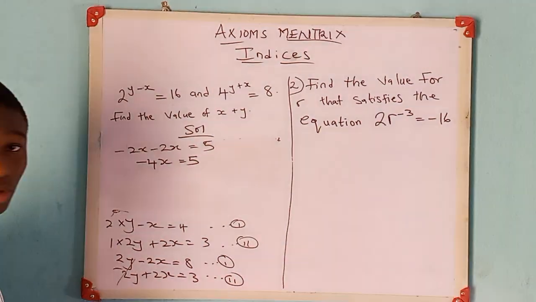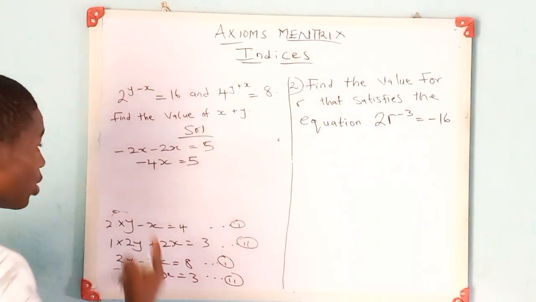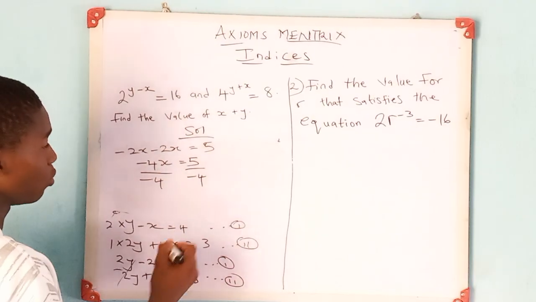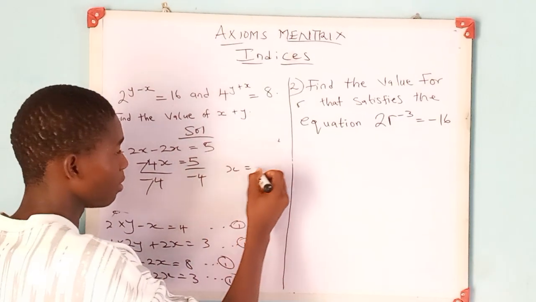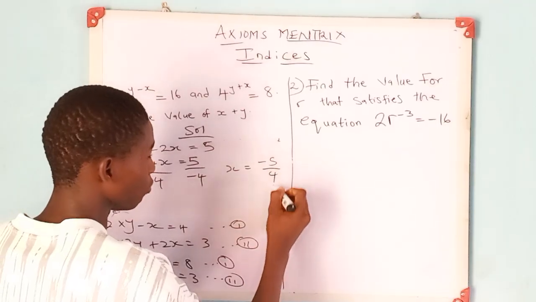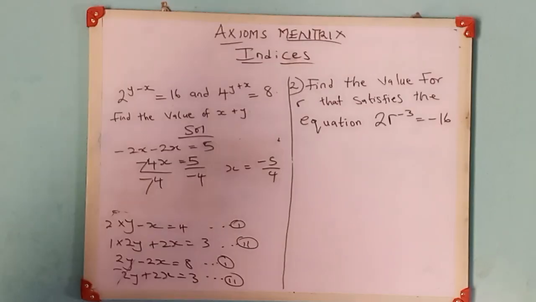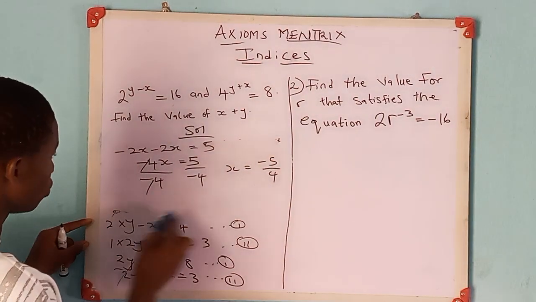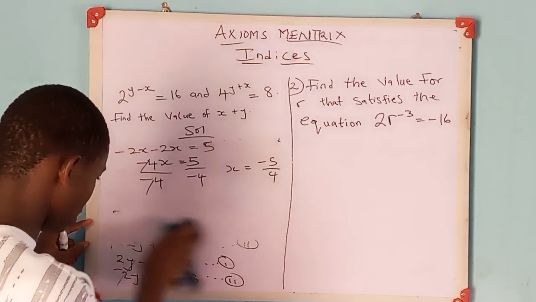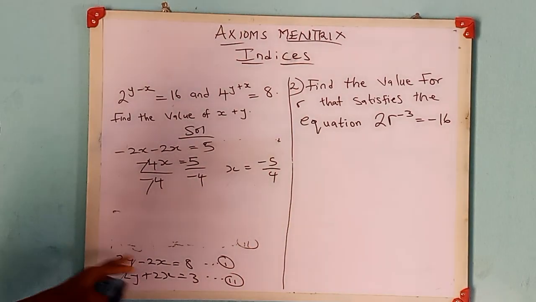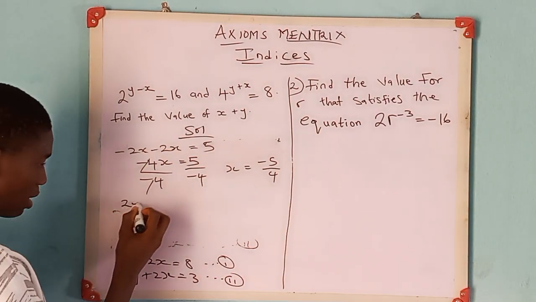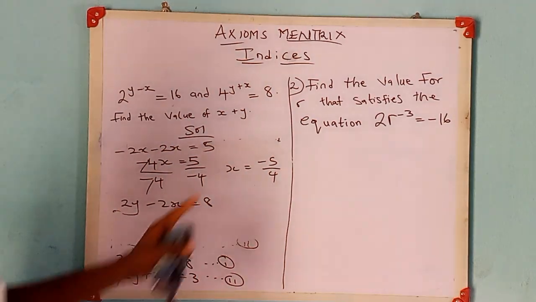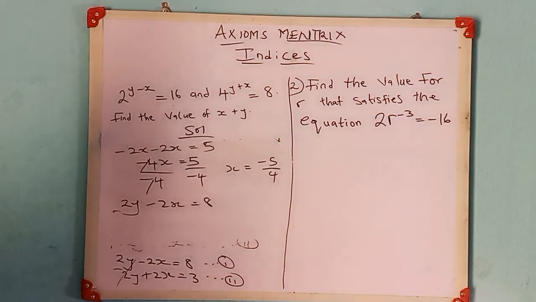What I'm doing from here is dividing both sides by the coefficient of x, which is minus 4. So my x is going to give me minus 5 over 4. Now from this place, I decide to find the value of y. So now let me pick any of these equations. Let me just use 2y minus 2x equals 8. Anywhere I see my x, I'm going to put minus 5 over 4. So now let's go.